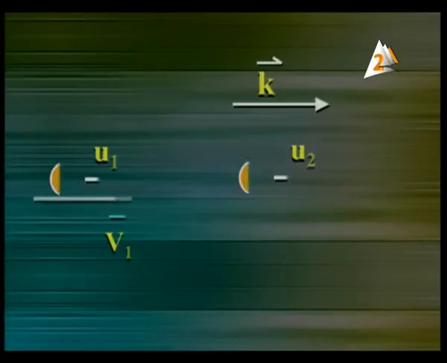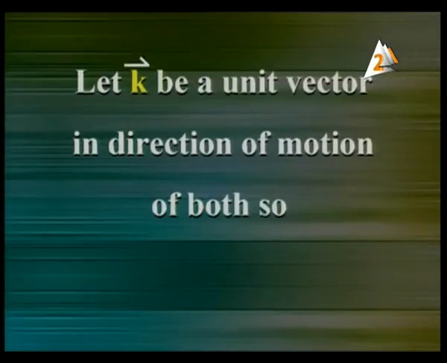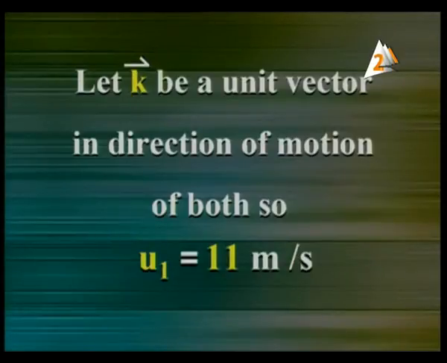Solution. The two balls, as you see in the figure, move in one direction to the right, in the direction of K, where the velocity u1 of the ball A is 11 meters per second, and the velocity u2 of the ball B is 5 meters per second, and the velocity v1 is 7 meters per second. Let K be a unit vector in the direction of motion of both. So u1 equals 11 meters per second.